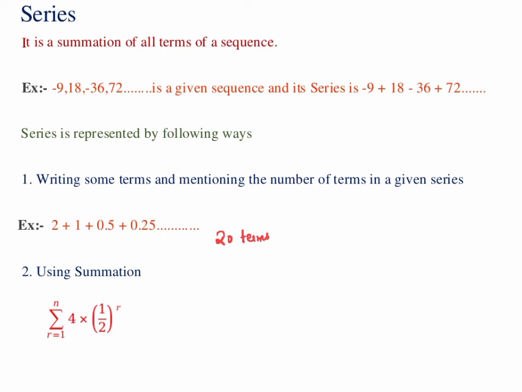So you write this in summation like this, starting with the value r equals 1, going till n, and whatever the rule is. So here the rule is 4 into 1 by 2 to the power r. Now this rule is given. You just have to insert it inside this summation, r equals 1 to n of Tr.